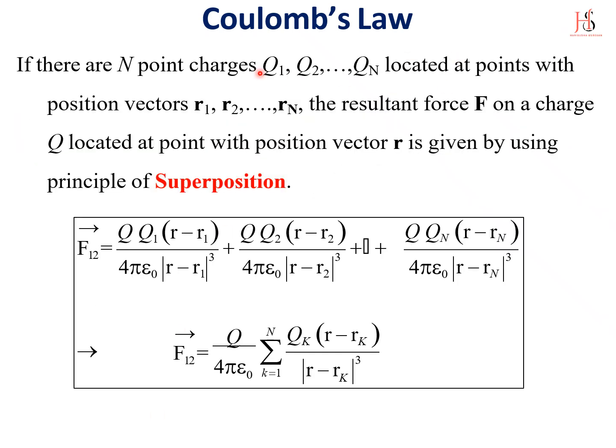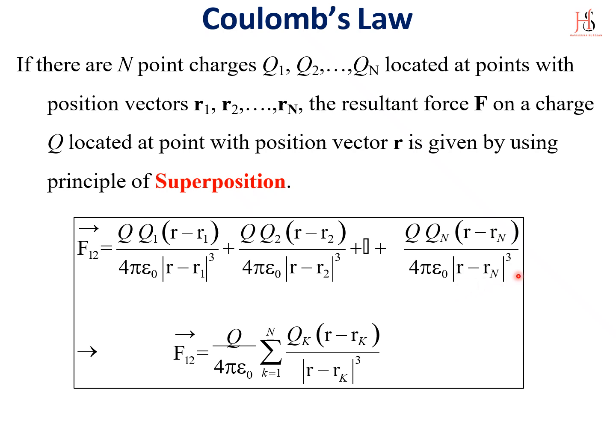Suppose there are n point charges Q1, Q2 up to Qn located at points with position vectors R1, R2, and so on up to Rn. The resultant force on a charge Q located at a point with position vector R is given by using the principle of superposition. Therefore, F is equal to Q1 (R minus R1) divided by 4 pi epsilon naught magnitude of (R minus R1) the whole cube, plus Q2 (R minus R2) divided by 4 pi epsilon naught magnitude of (R minus R2) the whole cube, and so on till Qn (R minus Rn) divided by 4 pi epsilon naught magnitude of (R minus Rn) the whole cube.